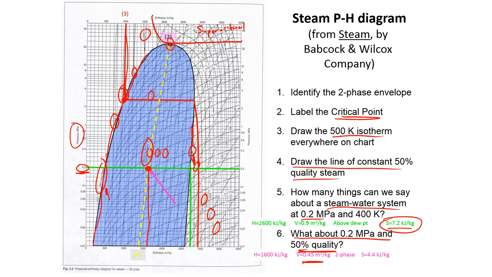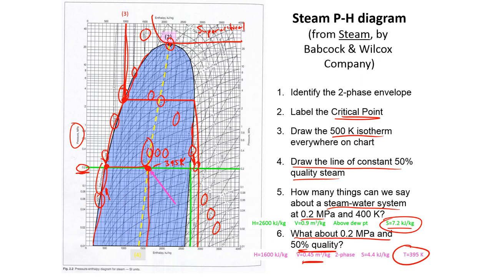4.5. 5 is kind of hidden here. Here's 5.5. So we'd be able to get the entropy as well. And then we could also say the temperature is 395. There's 400, there's 350. Right over here is going to be 395 Kelvin.